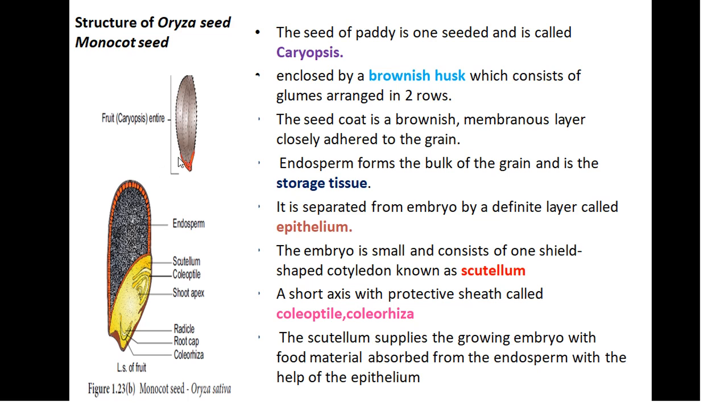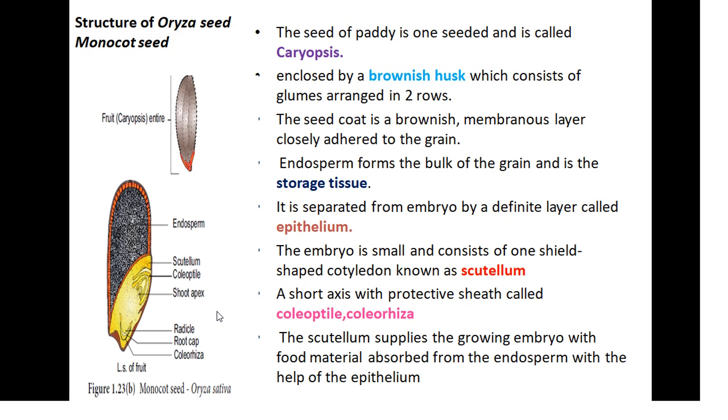And what is the coleoptile? This is the shoot apex, which develops as the shoot in the future plant. This shoot apex or plumule is covered by a protective sheath called the coleoptile. So coleoptile and coleorhiza are the new terms you are going to read about in the oryza seed, a monocot. Coleorhiza is the protective sheath for the radicle and root cap, and coleoptile is the protective sheath for the shoot apex.